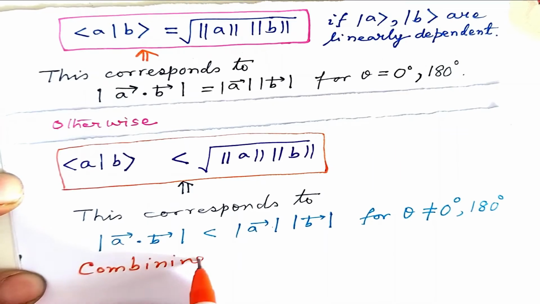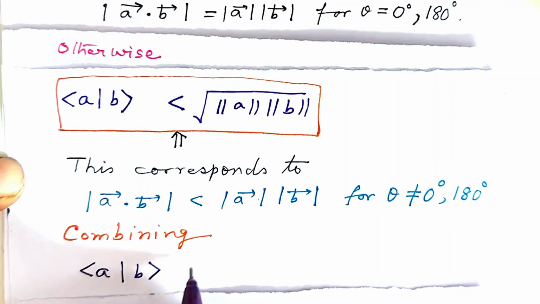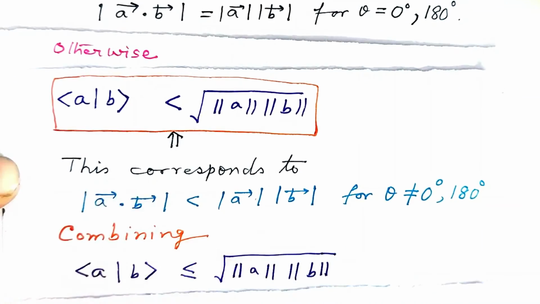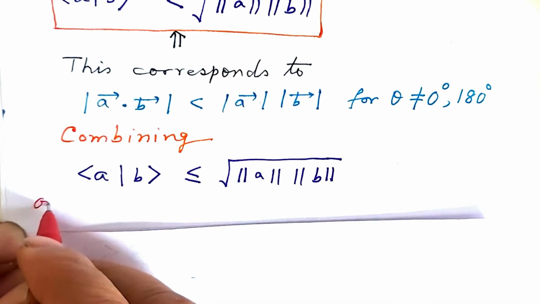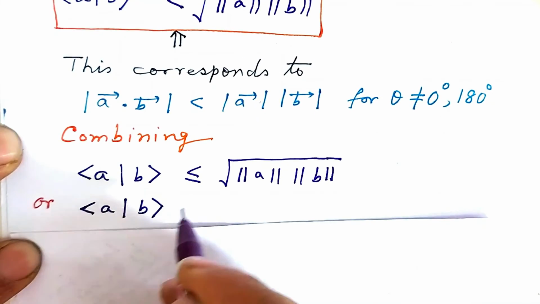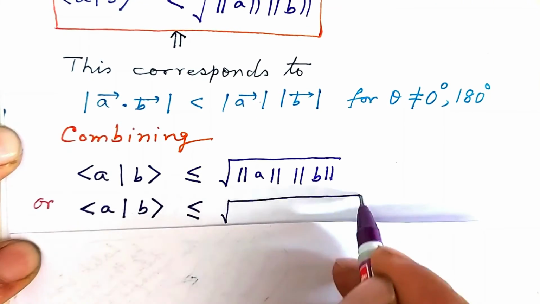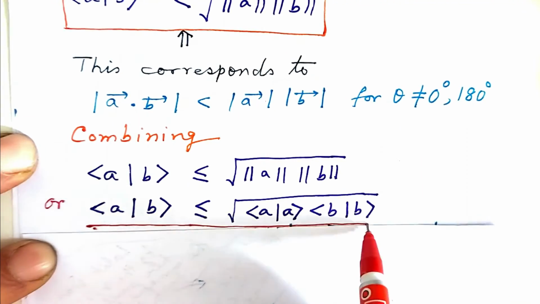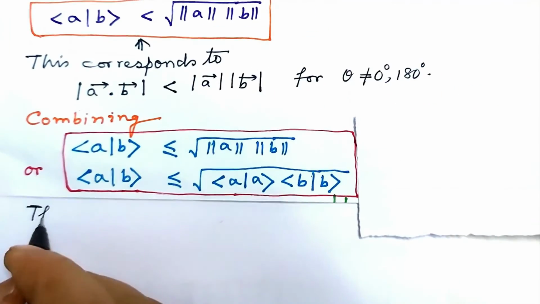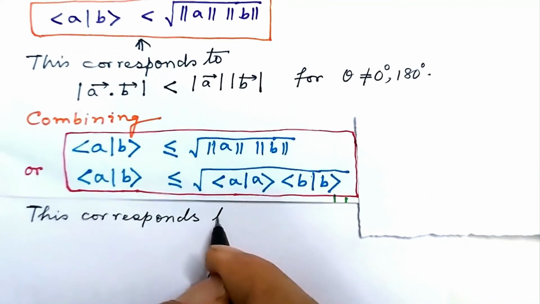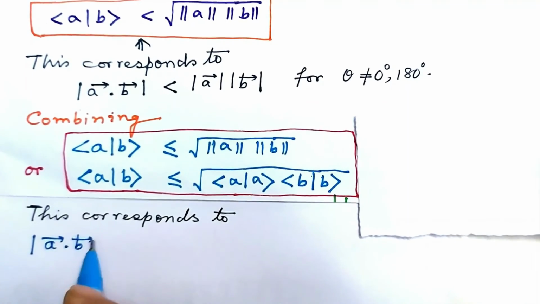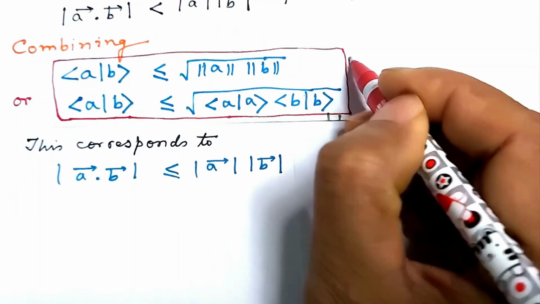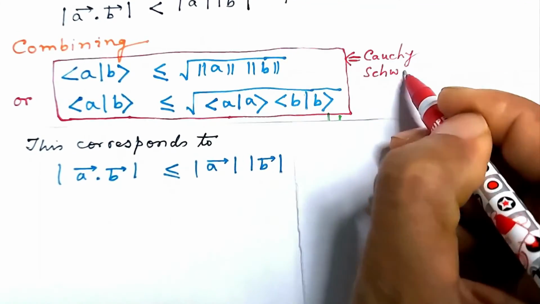Combining the two relations, we have bra A ket B is less than or equal to the square root of norm of ket A into norm of ket B, or we can write more explicitly bra A ket B is less than or equal to the square root of bra A ket A into bra B ket B. This corresponds to the relation between vectors, namely mod of vector A dot vector B is less than or equal to mod of vector A into mod of vector B. This relation is called the Cauchy Schwarz relation.